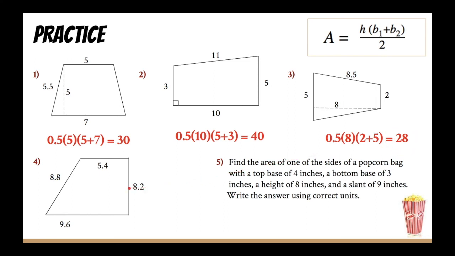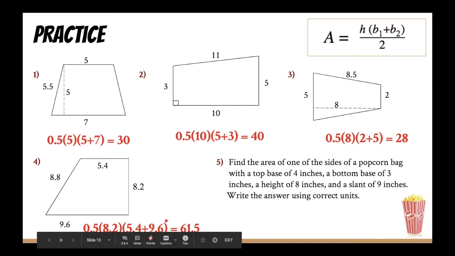Time for question 4. We're almost done with trapezoids. The answer will be revealed in 3, 2, 1. The sum of 5.4 and 9.6 is 15. 15 multiplied by 8.2 divided by 2 is equal to 61.5.